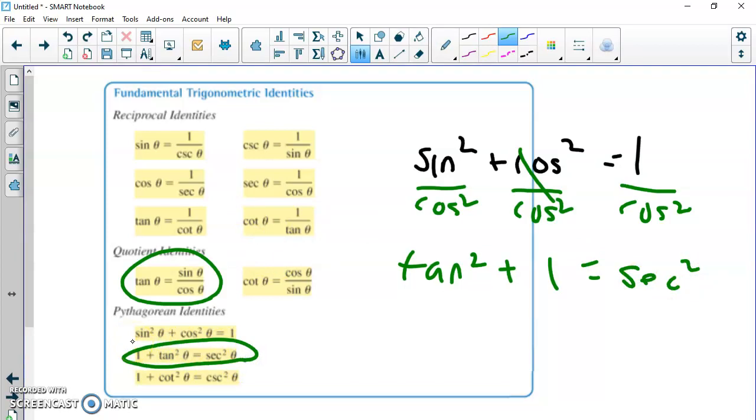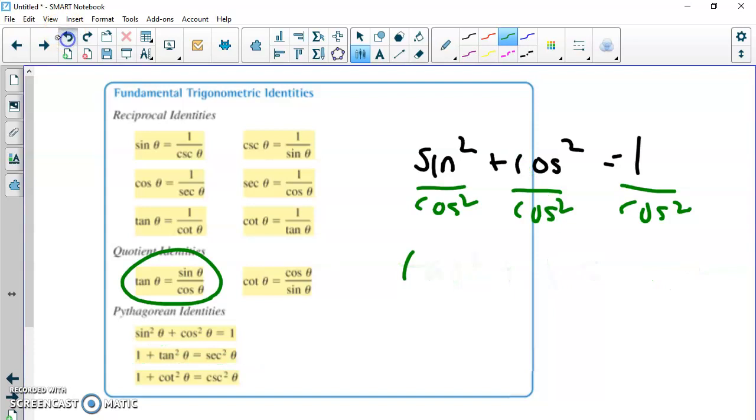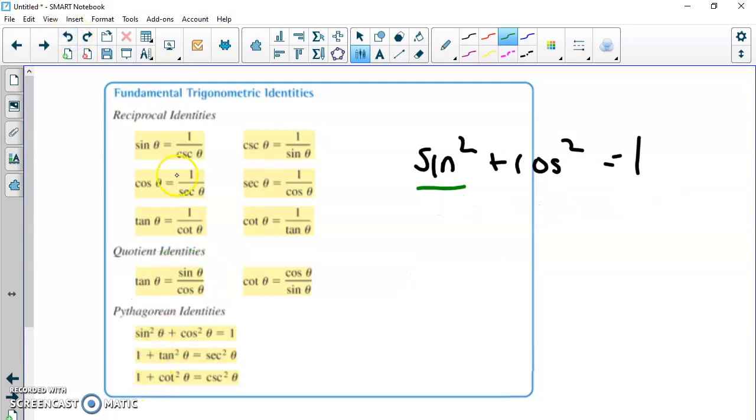So as long as you have the top one memorized, the sine squared plus cosine squared equals 1, you can obtain the other two by dividing the entire equation by either sine squared or cosine squared. Hit pause if you haven't written down these 6, 7, 8, 9, 10, 11 identities. You will need to memorize these and be able to utilize them when solving any type of trig problem.